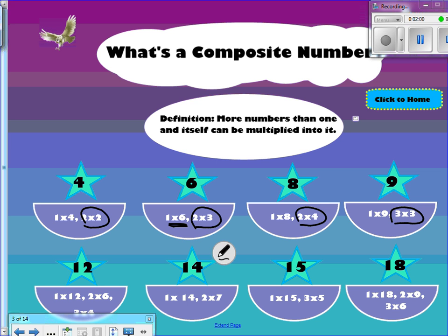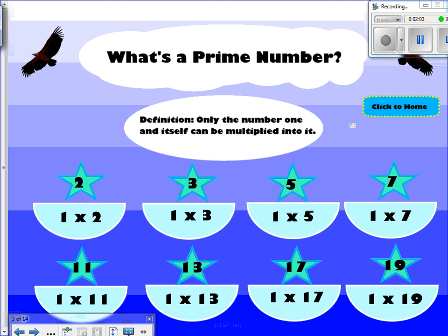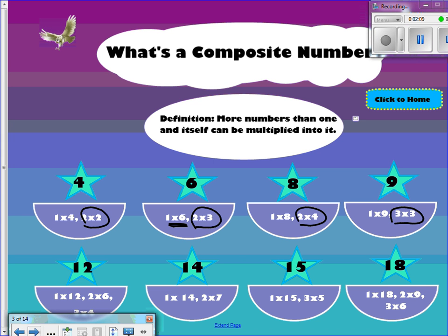Remember, just a quick little review. A prime number, 1 and the number itself are the only numbers that go into it. Composite number, other numbers can multiply to get into it. Let's do some examples of prime factorization now.